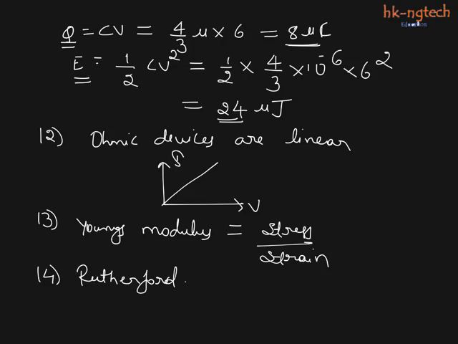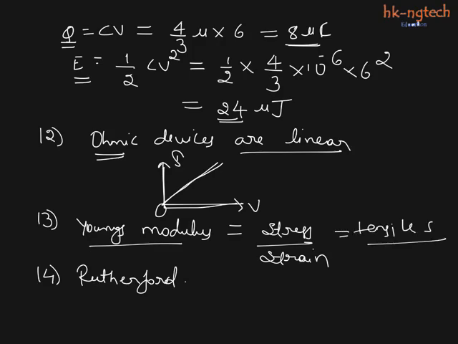Let's go for the 12th question. It says that out of the following graphs, which one correctly represents the IV characteristic of an ohmic device. Ohmic devices are always linear in nature. So only one graph is linear through the origin. Therefore this graph is the right answer for that question. Go for the 13th question. Young's modulus is defined as the ratio. It's a direct question. We can define Young's modulus as stress divided by strain. So obviously we can say it is tensile stress divided by longitudinal strain. So this is the answer for that.